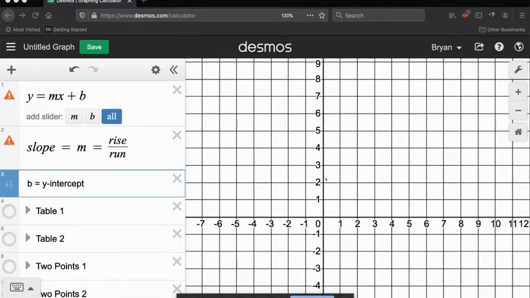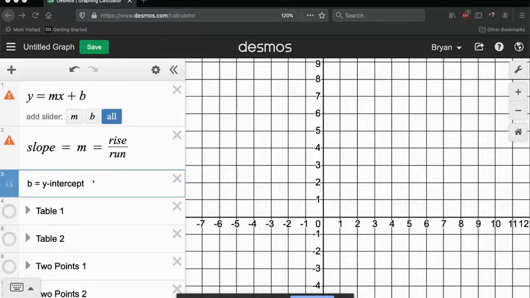So if you look at today's assignment, it's called reviewing slope-intercept form. And all that means is we're going to be working with y equals mx plus b. So if you remember, that's just the equation for a line in slope-intercept form where the slope is m, which is our rise over run, and then b is the y-intercept.